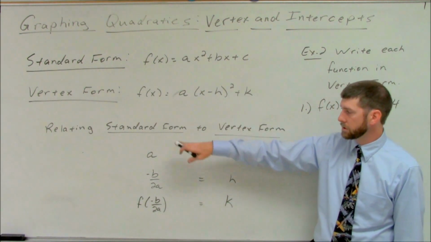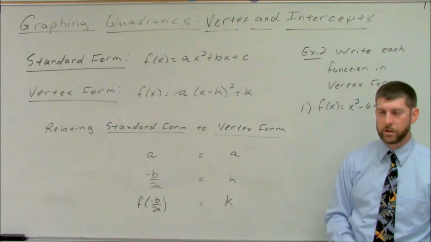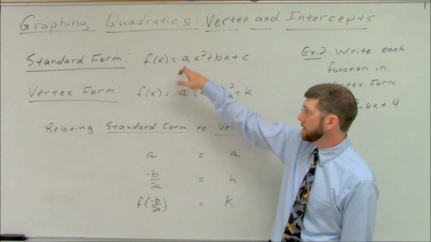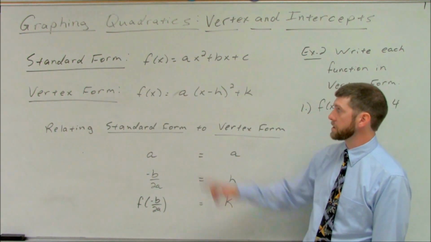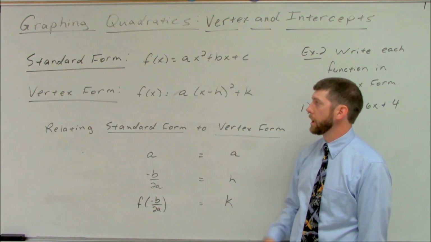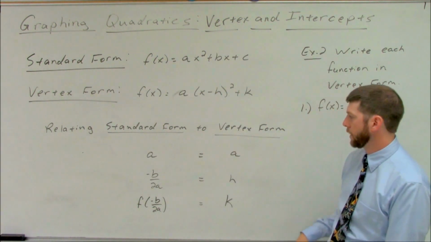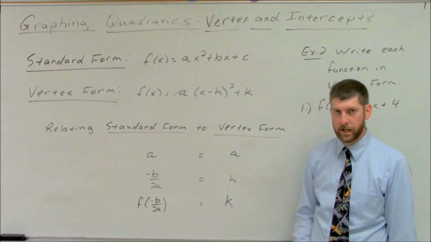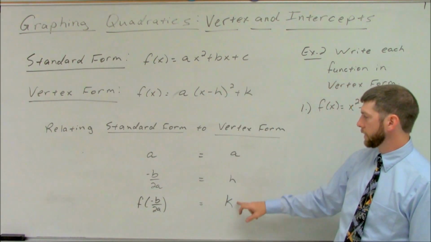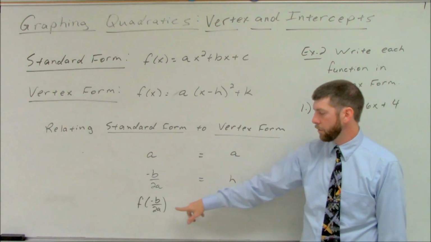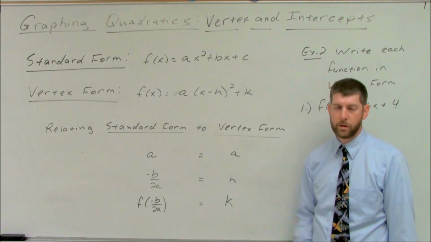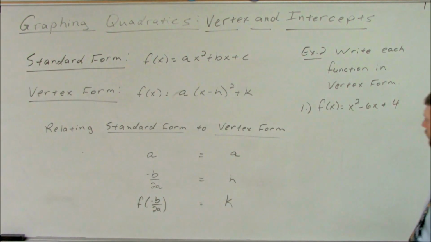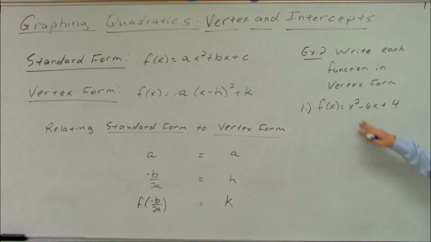Now this is how the components of standard form and vertex form relate to each other. The a is still the same thing in both of them. It's still your lead coefficient. It's still going to tell you your direction. And then the h is the x coordinate, negative b over 2a. And the k is the y coordinate, which is what you get when you plug in negative b over 2a.